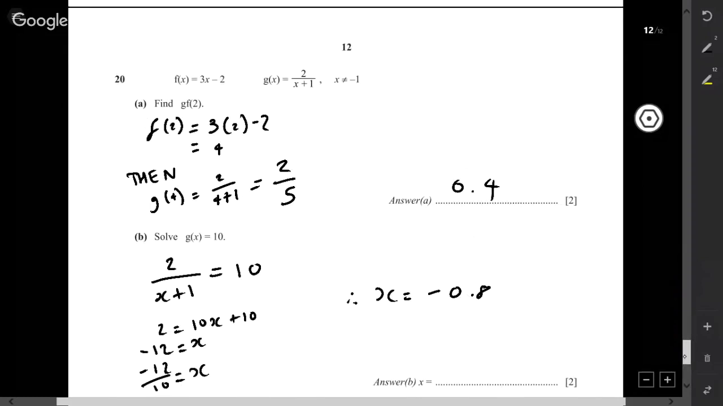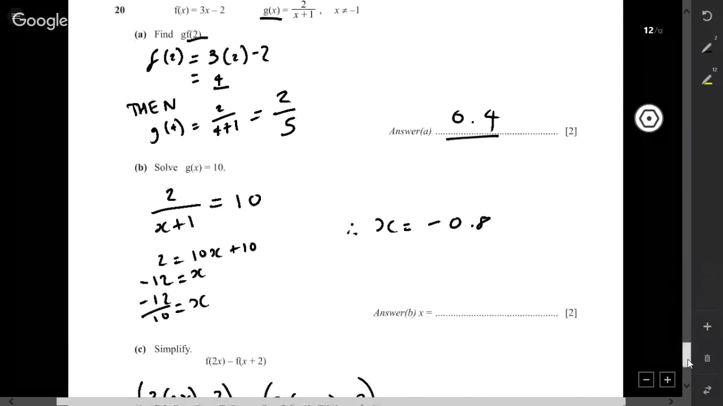Right, next. Here are some equations for us. Find g(f(2)). So first of all, we need to find f(2), because then we're going to put that into g(x). So first of all, find this function. We put the 2 in, substitute that into this equation. So it becomes 3 times 2 minus 2, which is 4. Then we put the answer 4 into the g formula, which becomes 2 over 4 plus 1, which is 2 over 5, or 0.4.